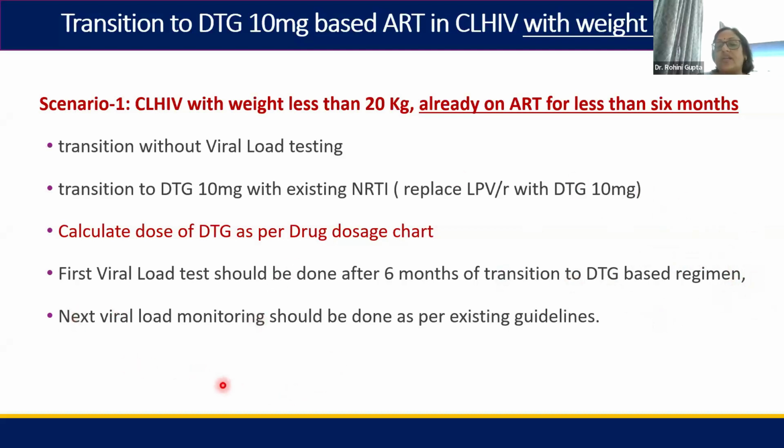Next viral load monitoring will be as per guidelines, that is, 6 months after starting is the first viral load. The next viral load will be 6 months thereafter, that is, 1 year after the child has been transitioned to a DTG-based regimen, and then annually, once in a year.